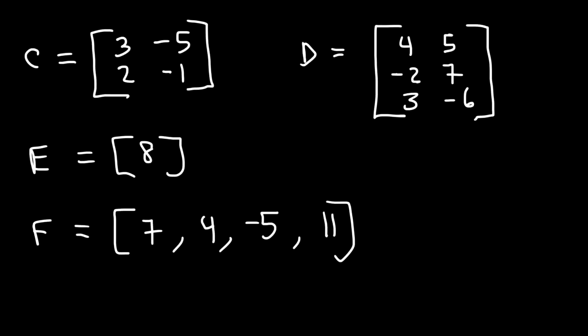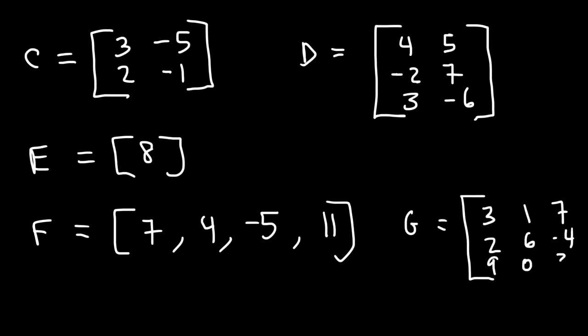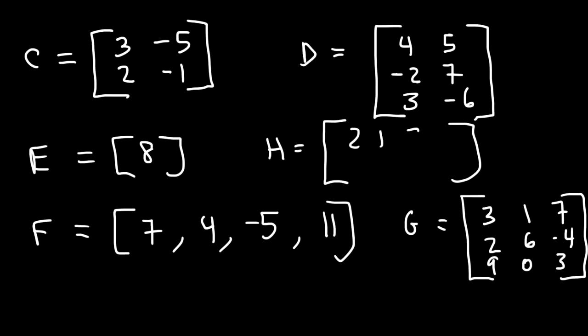And let's say matrix G has the numbers 3, 1, 7, 2, 6, -4, 9, 0, 3. So identify the order of each matrix. Go ahead and try that. Let me just give you one more. Matrix H, which is going to be 2, 1, 7, -3, 6, -2, 5, and 4. And also determine which of these matrices represents a square matrix.